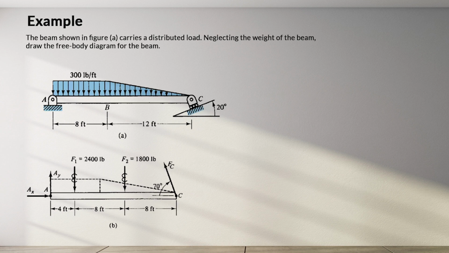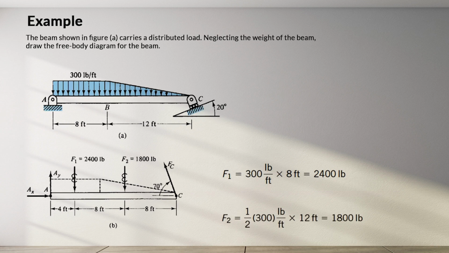The first part of the load is rectangular at 2,400 pounds using the equation 300 pounds per feet times 8 feet equals 2,400 pounds. The second part is a triangular load, calculated at 1,800 pounds, using the equation 1/2 times 300 pounds per feet times 12 feet equals 1,800 pounds.